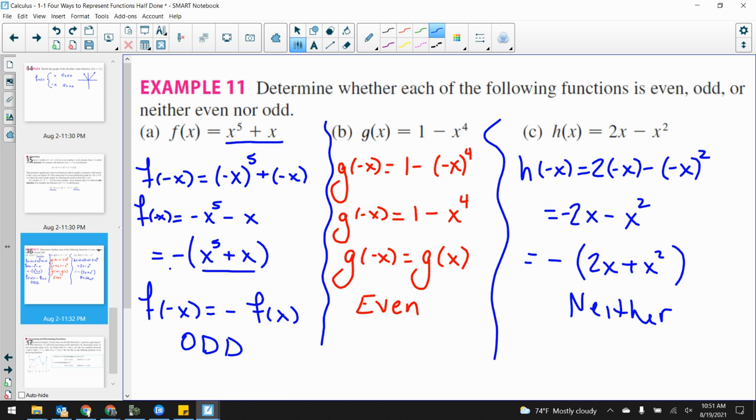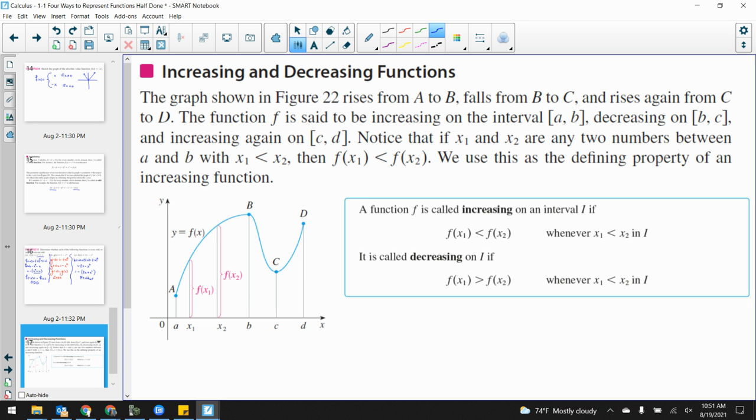The last thing that we'll cover is increasing and decreasing functions. Honestly, all increasing and decreasing functions is like, is the function going up or is the function going down? Very simple. Is the function going up or is the function going down? For example, in your homework, you're going to have to define, okay, give me an interval where this function is increasing.